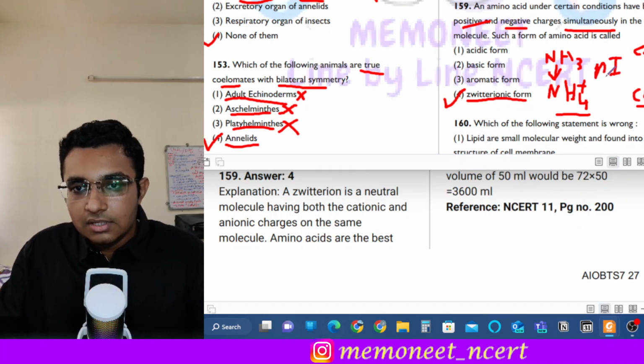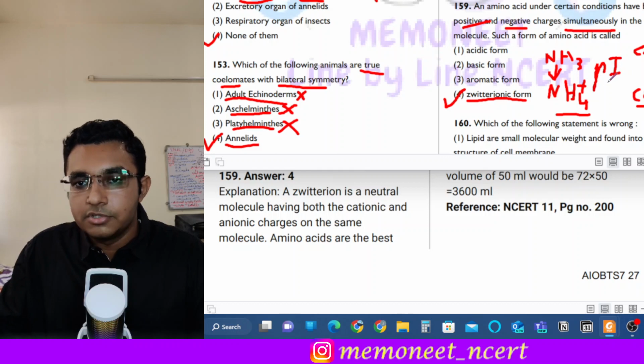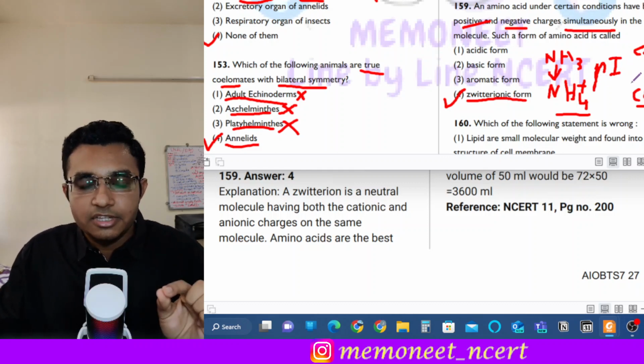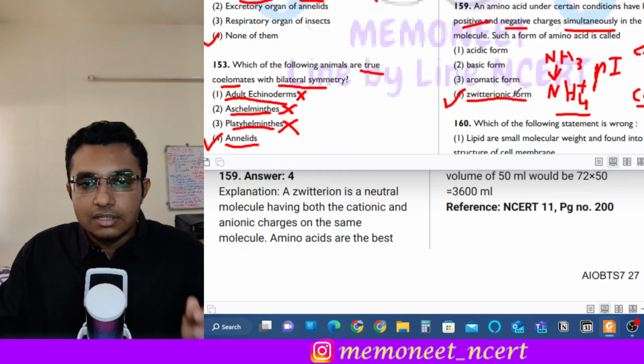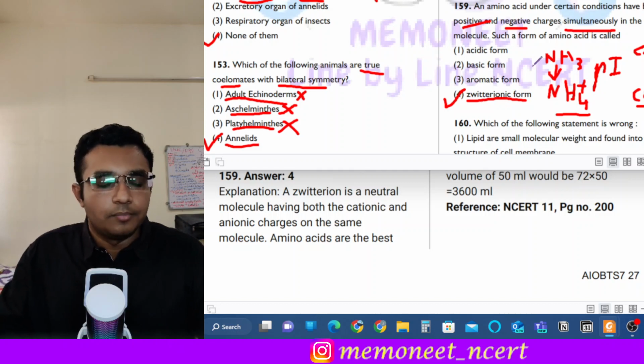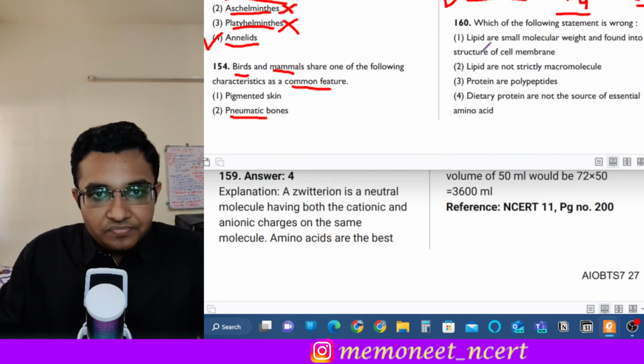Okay, so this is a conceptual question which you must be knowing. Okay, so at the isoelectric pH, this zwitterionic form can exist. So the correct answer is option 4, zwitterionic form. Moving on to the next question, question 160.